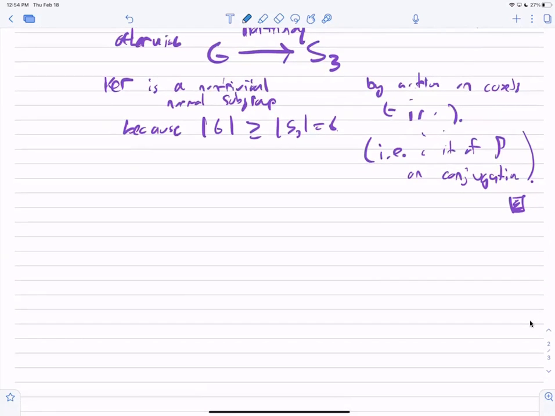Okay, so let's move on. The last thing I wanted to do in this unit is to do one more example of constructing a simple group.